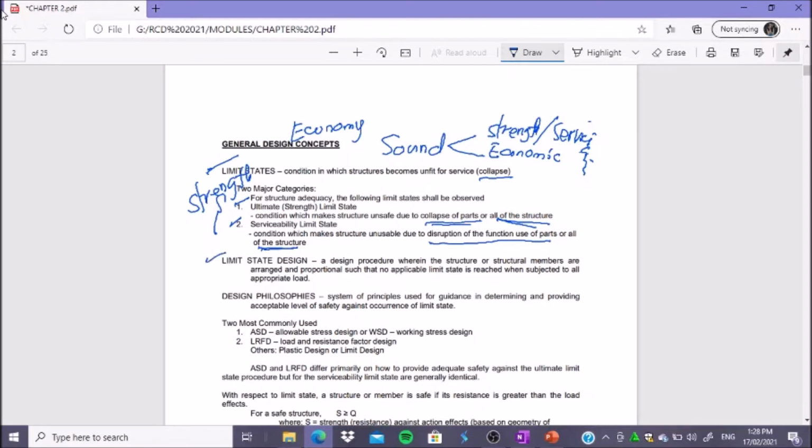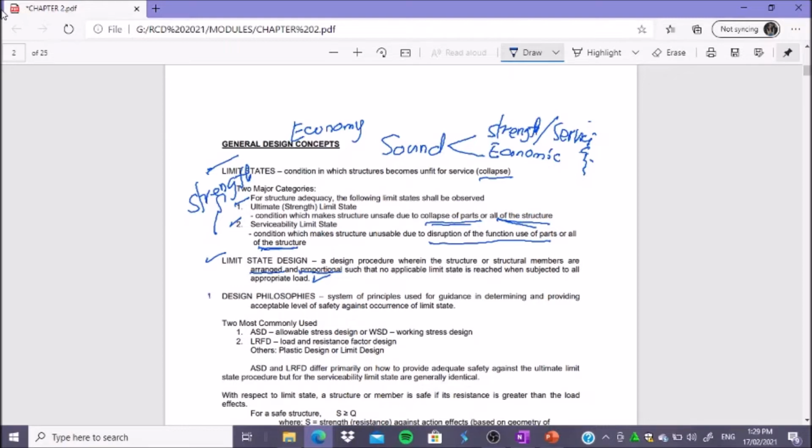Now, limit state design is defined as a design procedure wherein the structure or structural members are arranged and proportioned. So importante, arranged and proportioned, such that no applicable limit state is reached when subject to all appropriate loads. Okay, actually, mamaya gagawin natin yan. Kunin natin yung load with a different load combination.